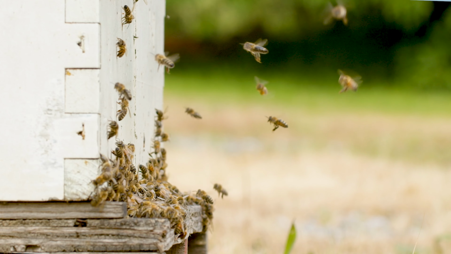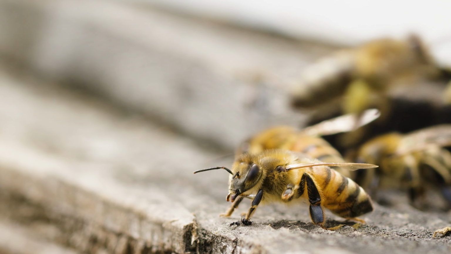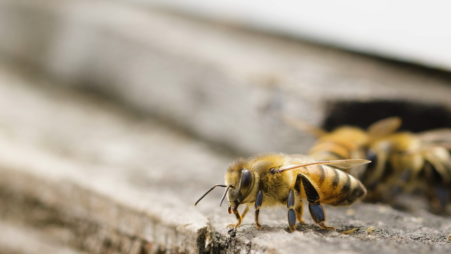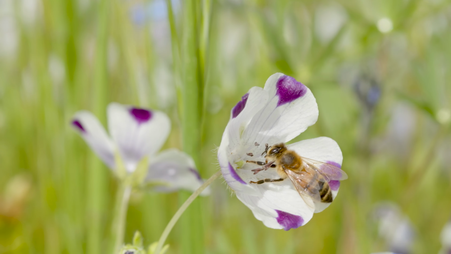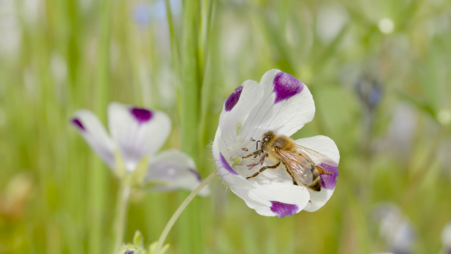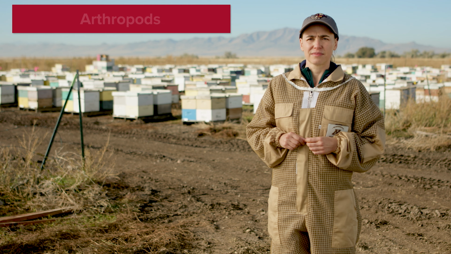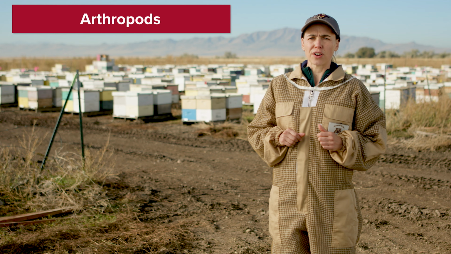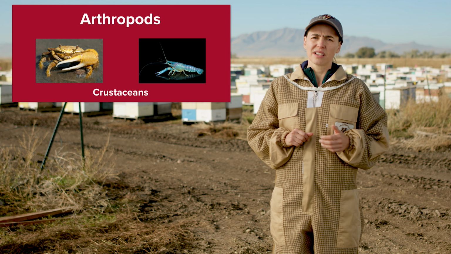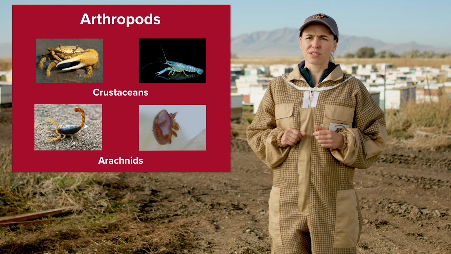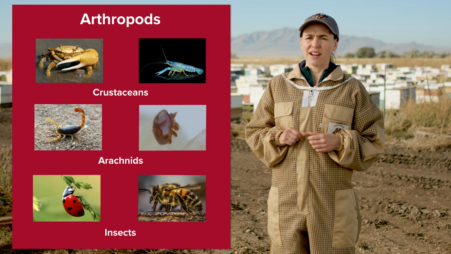A bee is an animal in the group called arthropods. More specifically, bees are insects. Arthropods have hard exoskeletons, have jointed appendages, and are very diverse. Some examples of arthropods include crustaceans, like shrimp and crabs, arachnids, like spiders, scorpions, and mites, and other insects.